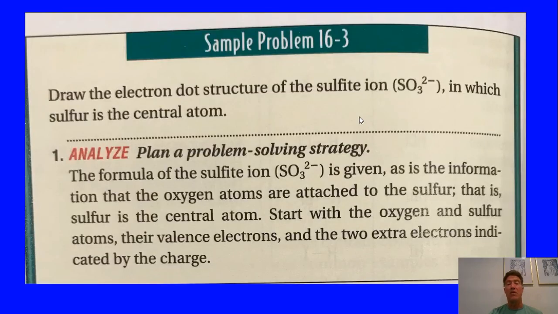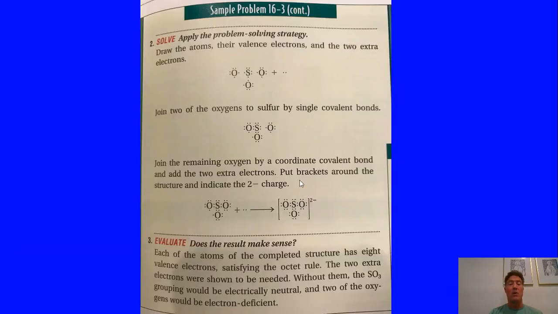Let's look at the electron dot structure of the sulfite ion. And so we're going to make sulfur the central atom. And again, we're going to join this oxygen to this sulfur with a covalent bond, this one with a covalent bond. And then we're going to have a coordinate covalent bond where the sulfur donates both of its electrons to this oxygen, and then since we have 2 extra electrons, we'll put them here and here to complete the octet on these other oxygens. So we get this shape here. That makes a stable ion because everything has an octet. We need those 2 extra electrons to make it work, and we had a coordinate covalent bond from sulfur to oxygen.